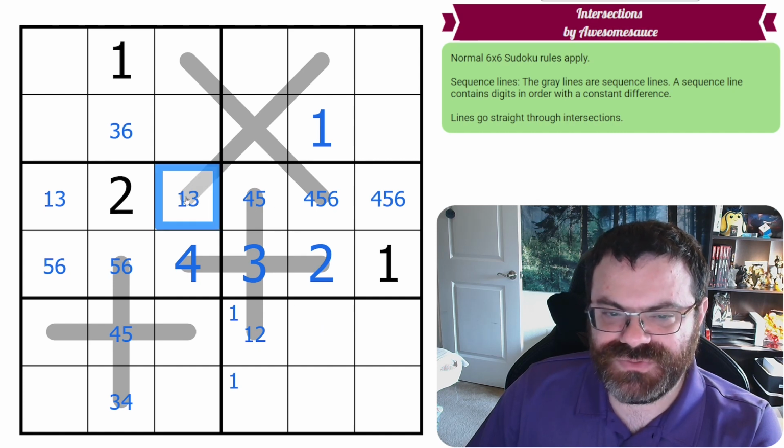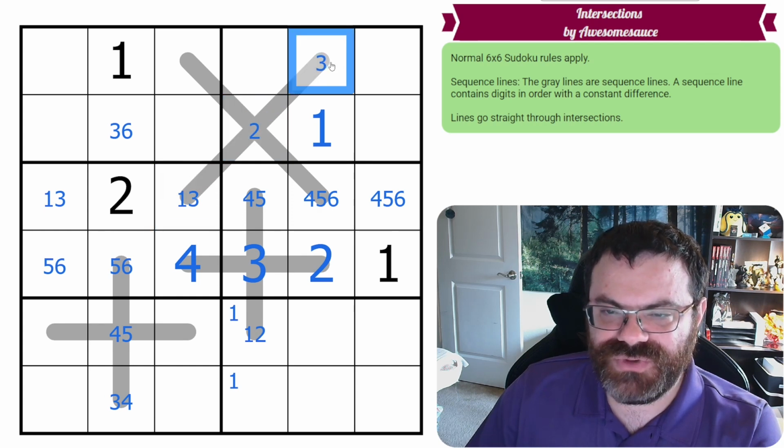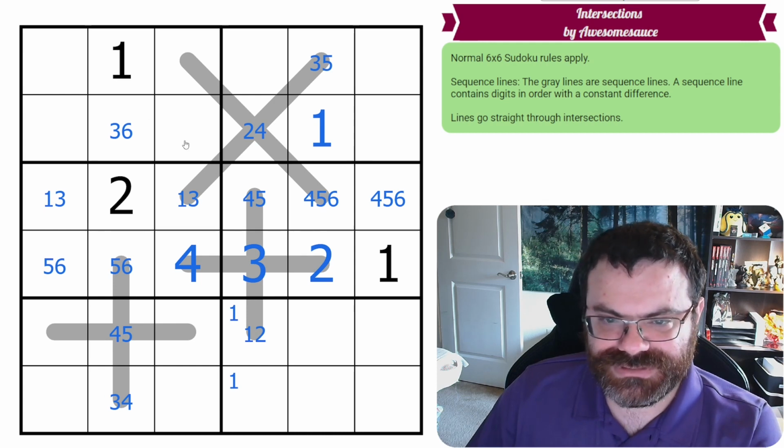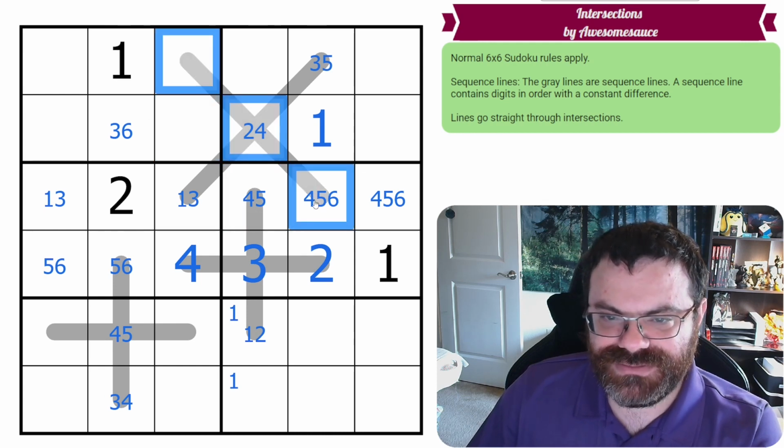How about this cell? If this was a 1, this would be 2, and this would be 3. That does work. If this was a 3, we could go 3, 2, 1. No, we can't go 3, 2, 1 because 1 can't be here. So if this was a 3, we'd have to go 3, 4, 5.